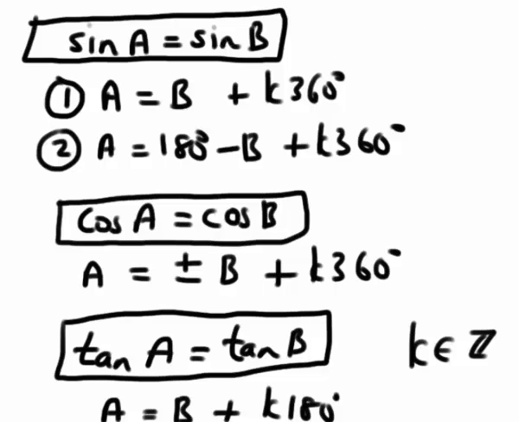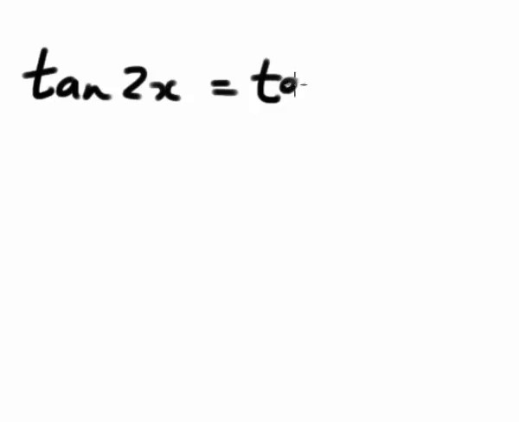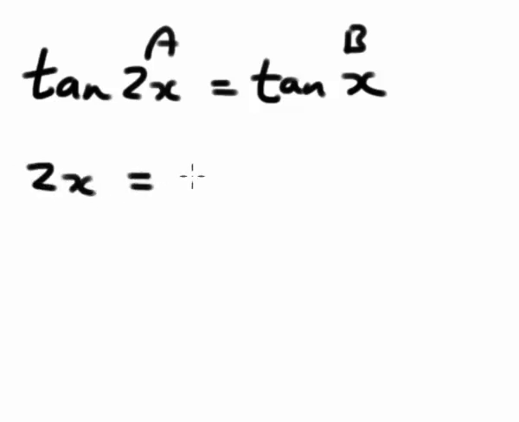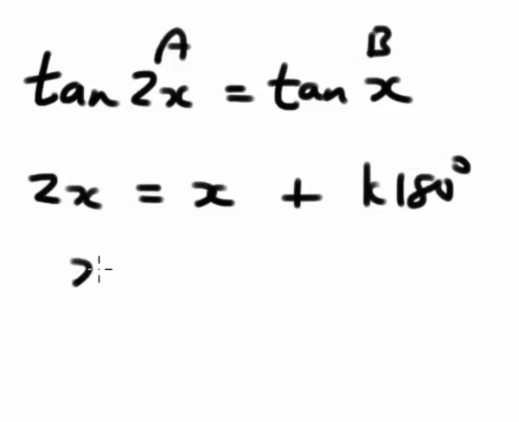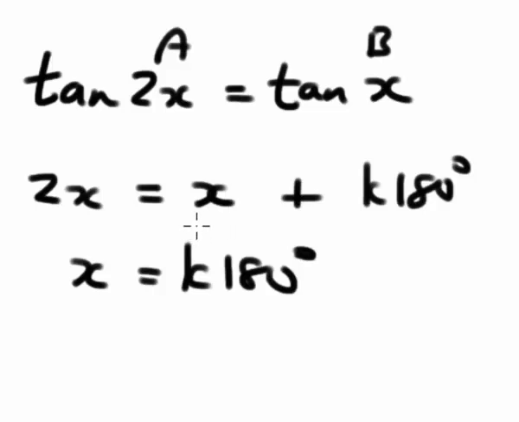Now, what I'm going to do is look at an example. Say they said to you solve for x here, and they said tan 2x is equal to tan x. How would you solve for x here? Well, because it's tan A, tan B, and we don't really have a formula for tan 2x, I'm going to say 2x is x, drop the tans, but then add k180 to that, where k is an element of Z. So then all you do is bring that x across, and x is equal to k180. There we go. So that's the general solution of that.